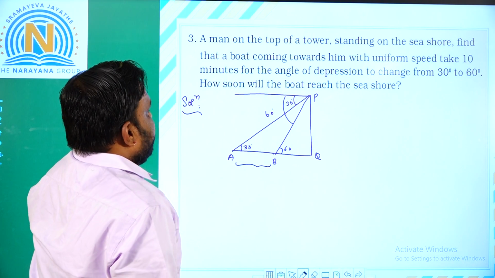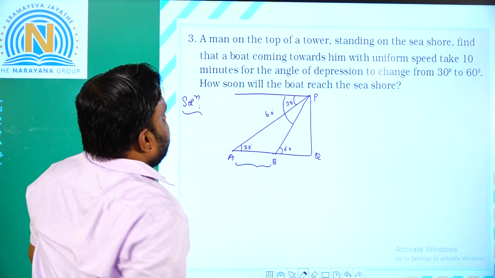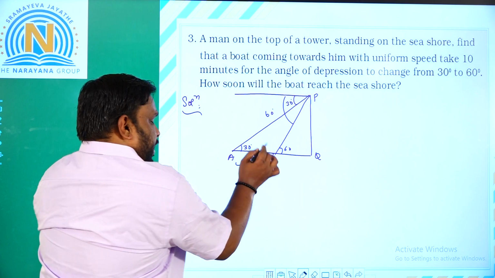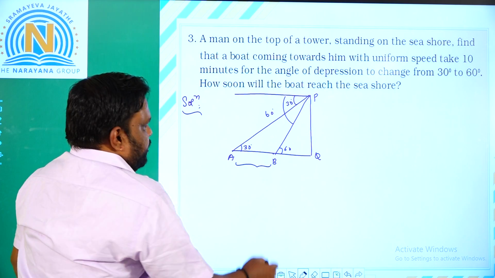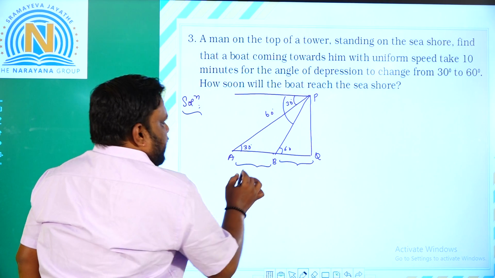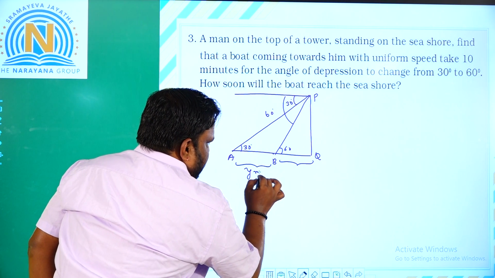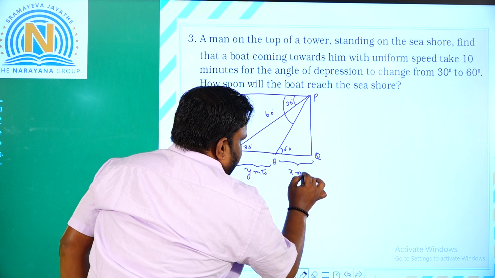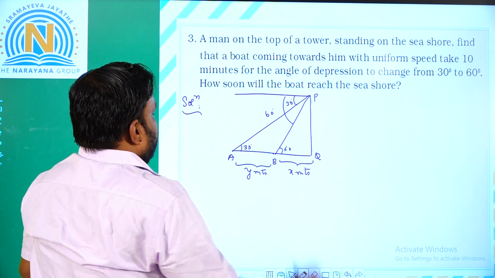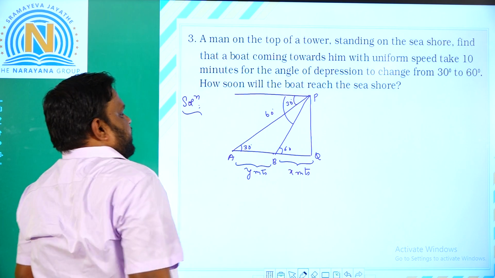Now, what is being asked is to find out how soon the boat will reach the seashore. For traveling a distance of A to B, it took 10 minutes. Now, let us suppose this distance we don't know and even this distance also we don't know. Let us suppose the distance traveled is y meters and here the distance is x meters. Is there anything else given for us? No. Now let us come to the solution for this one.